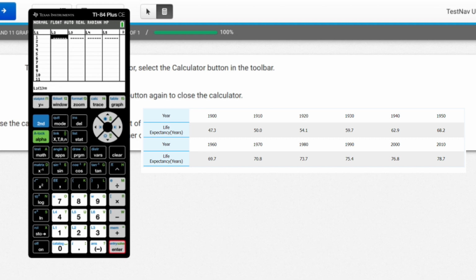All right, so 1900, the life expectancy was 47.3 years. I'd be dead in 7 years. I mean, 27 years. Then 50.